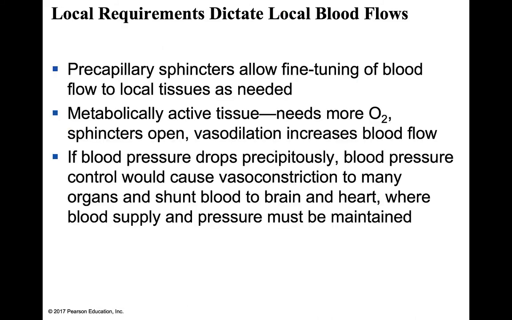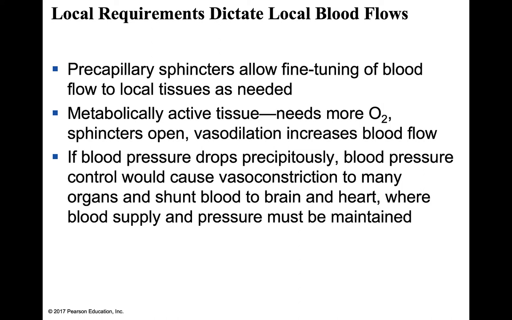Now, keep in mind, local requirements are going to be important. So precapillary sphincters allow the fine-tuning of blood flow at a local level. Tissues that are metabolically active, such as skeletal muscle during exercise, require more oxygen. So in this situation, these precapillary sphincters are open. That results in vasodilation and increased blood flow to that area. Now, if blood pressure drops precipitously, then blood pressure control would cause vasoconstriction to many organs and shunt blood to the brain and heart, where blood supply and pressure must be maintained.